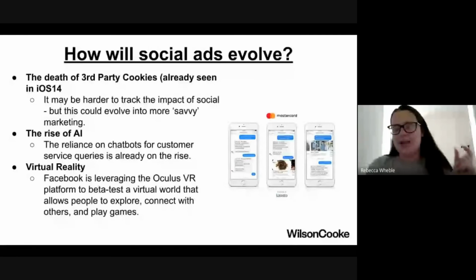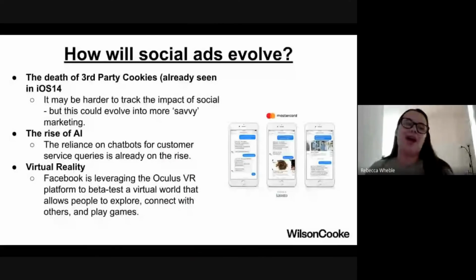It's just basically one where it may be harder to track the impact of social, but this could evolve into more savvy marketing. Use more like psychographics. We could potentially use customer surveys to build up that audience and know what that audience is.